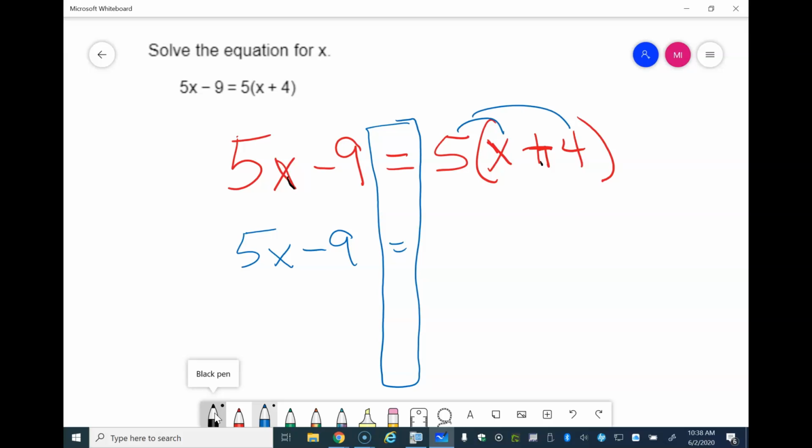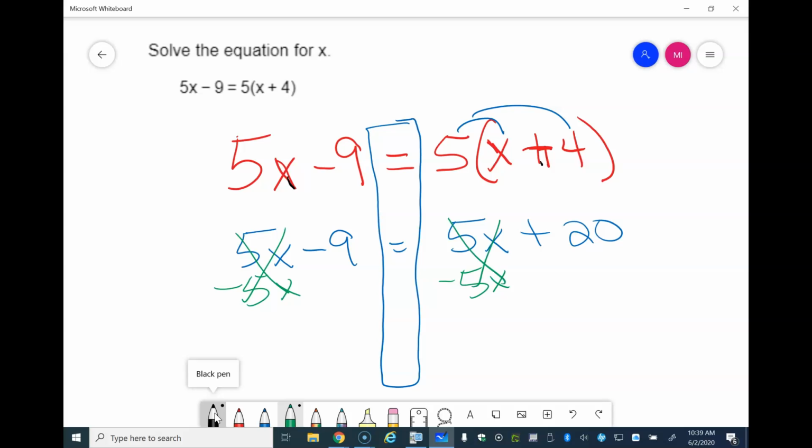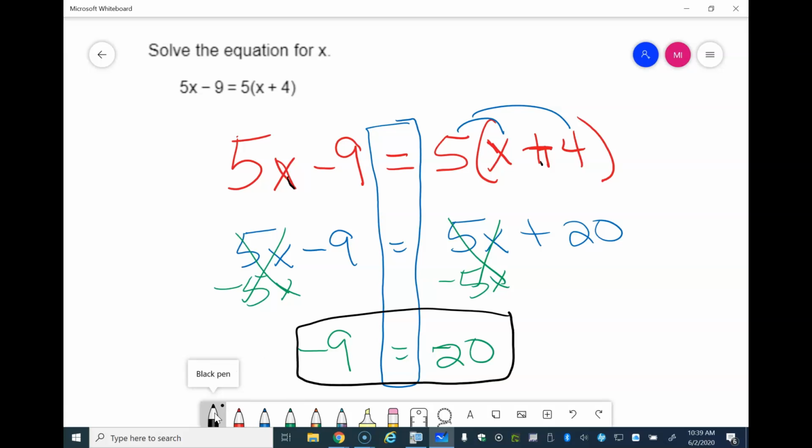So we distribute this time. This time I'm going to remember to distribute both of them. 20. So I'm going to do the opposite. That way this cancels with this side and this cancels with this side. So this time I'm left with -9 is equal to positive 20. If you see an answer where the numbers don't match, then this is where it's going to be no solution as far as our answer.